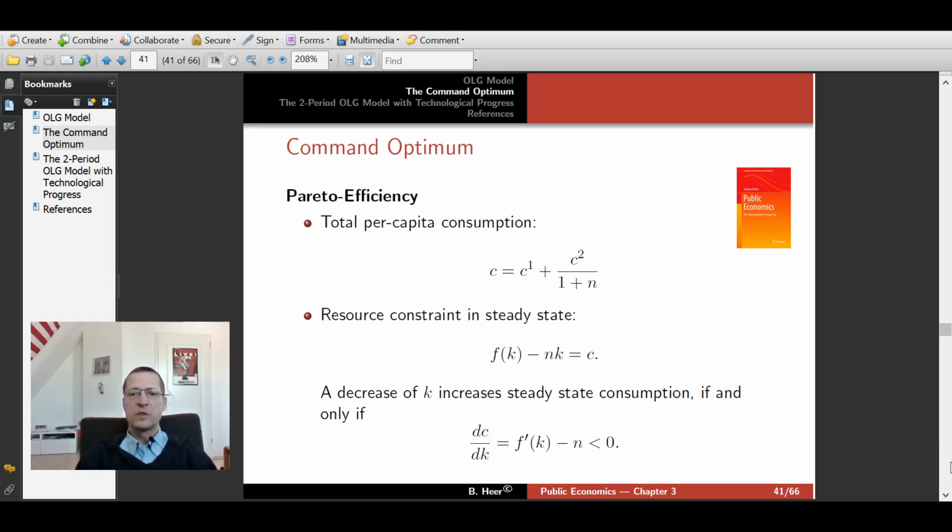Now let's see what happens if we increase the capital stock in steady state, and how it affects consumption. We just have to take the derivative of the second equation with respect to k. The derivative of the left-hand side with respect to k is f prime of k minus n, the marginal product of capital minus n. We wonder when this is smaller than 0, because in this case we will show that consumption could increase not only in steady state, but also during the transition if we decrease the capital stock.